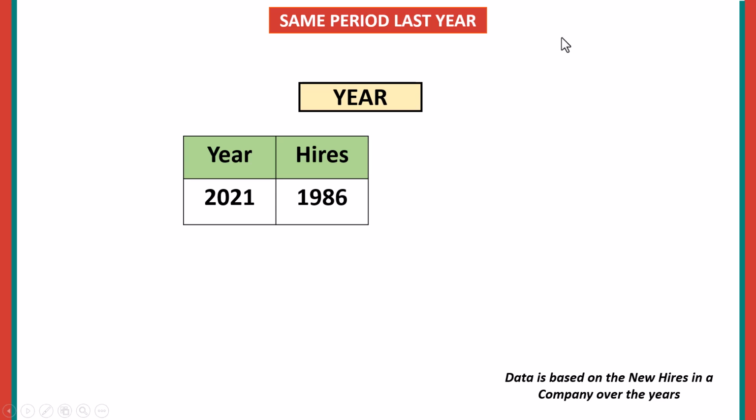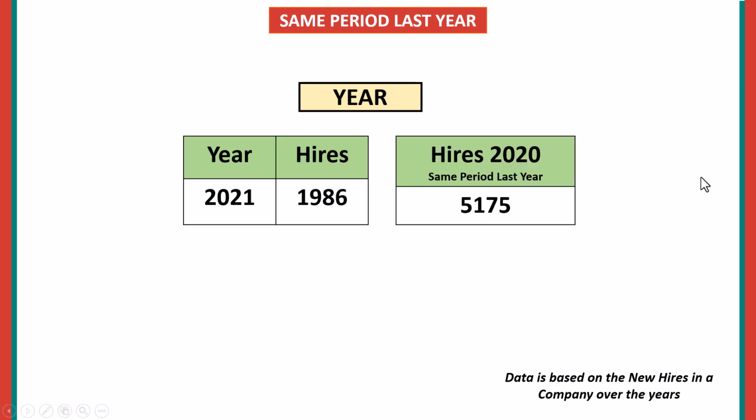If you are looking at data from a yearly perspective, in our example, we would be looking at data for the hires in a company for 3 years. For example, if you are looking at hires for the year 2021, same period last year function would give us the hires for 2020. That is the same period but for last year. So 2021 has 1986 hires and the last year hires were 5175.